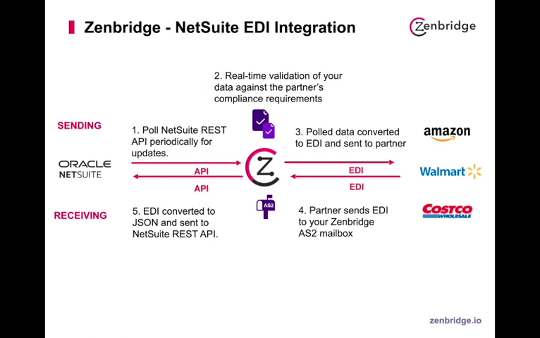So that's pretty much, on a very high level, how sending and receiving works. Basically, to summarize, Zenbridge has an API, NetSuite has an API. I mean, they have a couple of options, like I mentioned earlier, a SOAP-based interface and a REST-based interface. So that's how these two systems talk with each other.